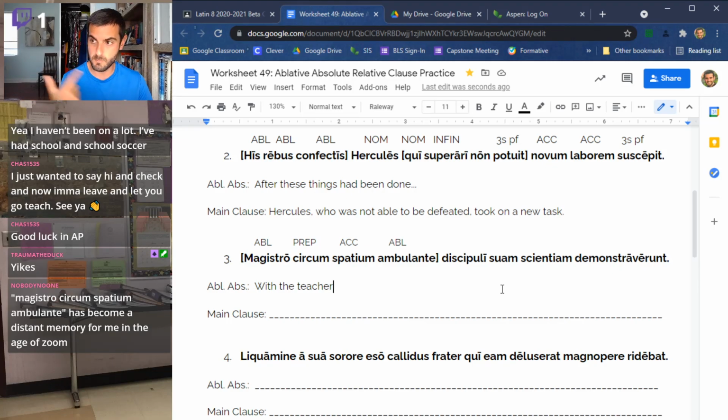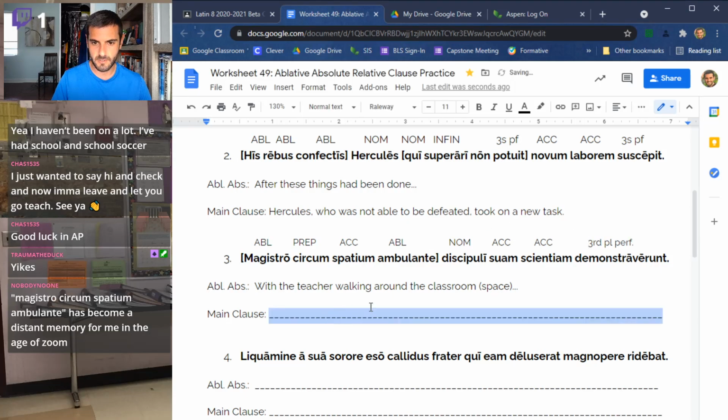So with the teacher ambulante walking, somehow it knows around. Interesting. Around the... It wants me to say classroom. A spatium is just a space. So why not the classroom? With the teacher walking around the space. The discipuli, they're my subject. Suam scientiam, that is the accusative. And then my big old verb here, demonstraverunt. Third plural perfect tense.